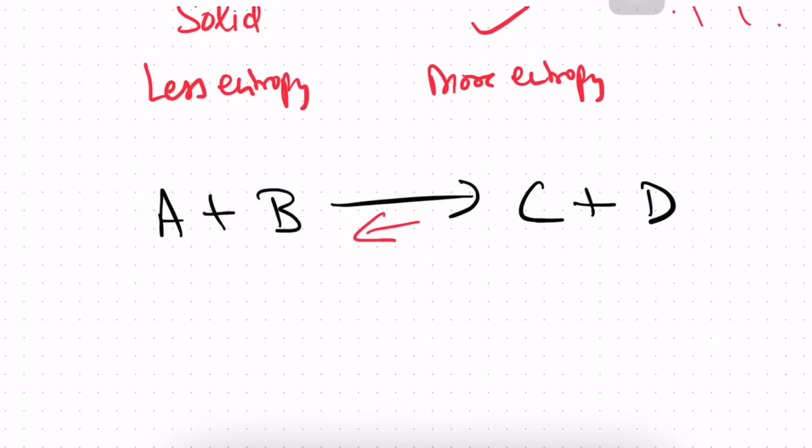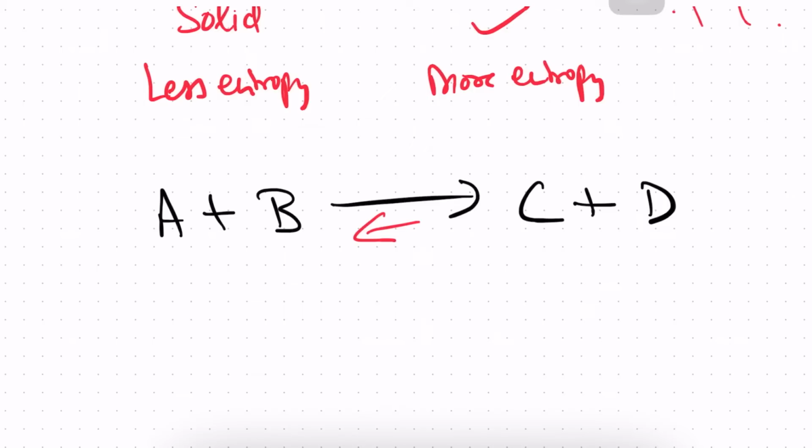Okay, so here C and D can also react, and you are going to see the formation of B and A. Now, if we want to calculate in which direction this reaction is going to proceed, this can be calculated by the concept of Gibbs free energy.